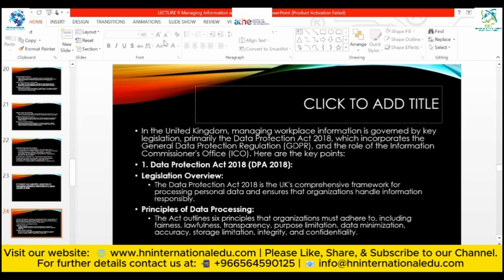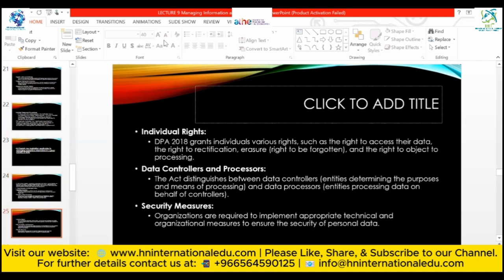For example, in the Data Protection Act 2018, DPA 2018, we have a few sub-points. The first is the legislation overview. The Data Protection Act 2018 is the UK's comprehensive framework for processing personal data and ensures that organizations handle information responsibly. Principles of data processing. The Act outlines 6 principles that organizations must adhere to, including fairness, lawfulness, transparency, purpose limitation, data minimization, accuracy, storage limitation, integrity, and confidentiality. Now, these were the points in those principles as well, which are under the Data Protection Act 2018.